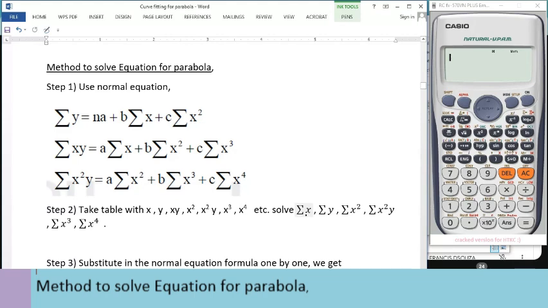So what we are going to solve, we want summation of x. You can see here we require summation of x. Summation of y we require. Yes, friends, in the formula we require summation of y, so we have to solve for summation of y.